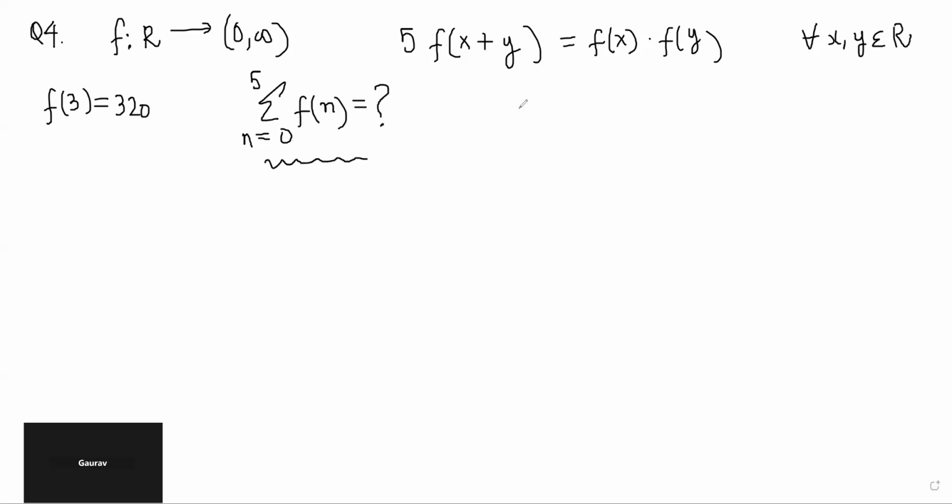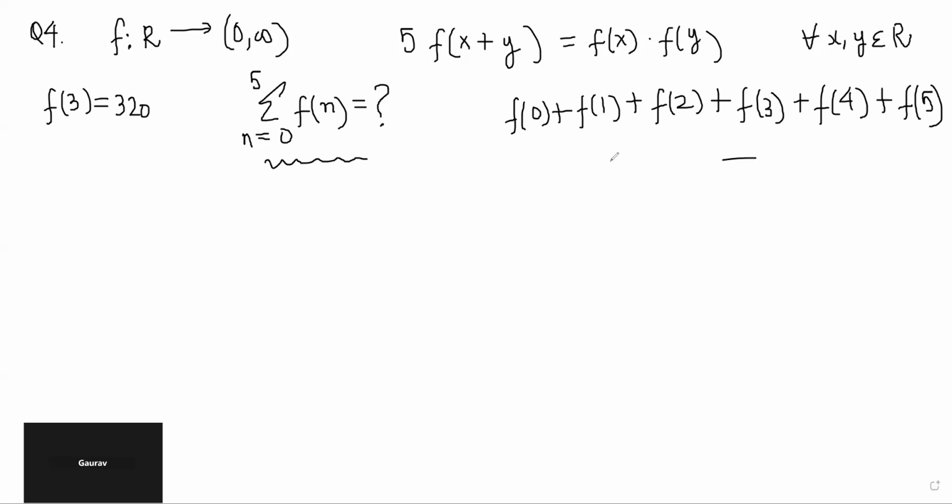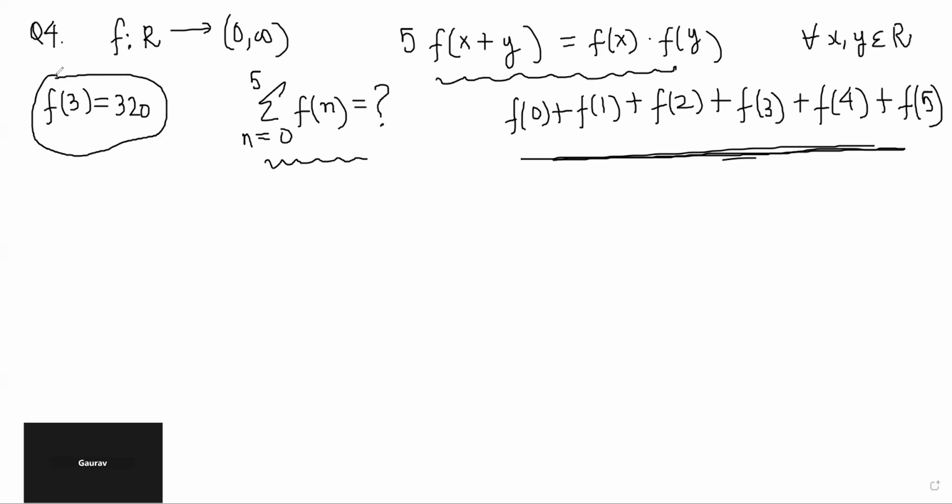Basically, this means they want you to find f of 0 plus f of 1 plus f of 2 plus f of 3 plus f of 4 plus f of 5. The condition has been given: 5 times f of x plus y is equal to f of x into f of y. Using that condition and one value, you have to find the sum.